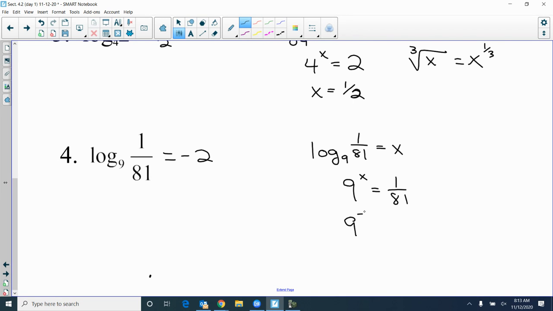Okay, if you're going to have a fraction, then you have to have a negative exponent. You have to have a negative exponent. Okay.